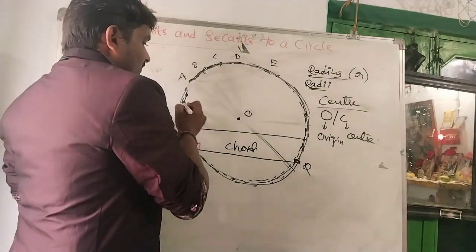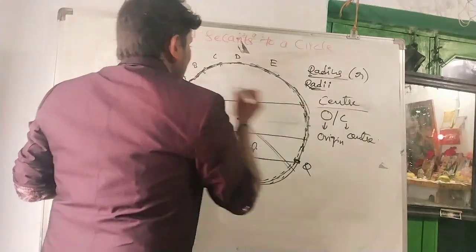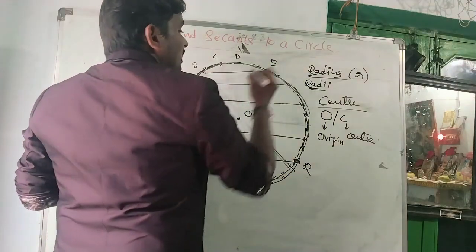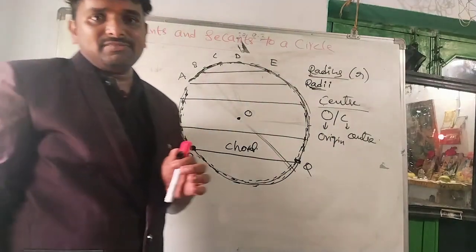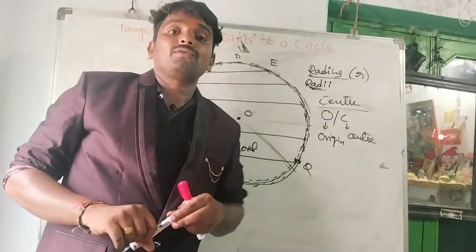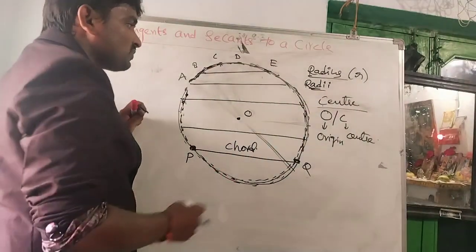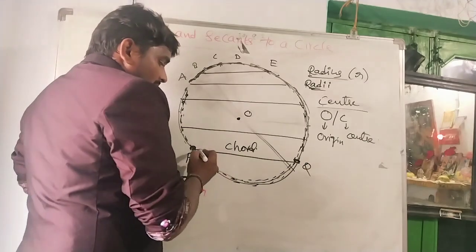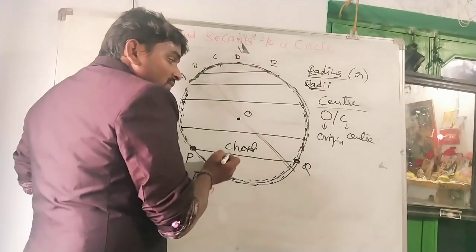How many chords can we draw in a circle? This is a chord. This one is also a chord. This one is also a chord. We can draw an infinite number of chords in a circle. And remember one thing, the chords' lengths will not be equal.